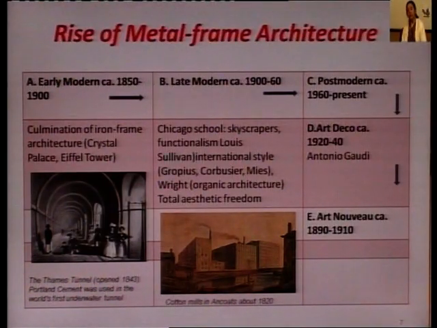Now let's look at the rise of the metal frame architecture. I've divided this slide into 5 parts, A to E, just trying to categorize what this metal frame architecture was all about. Early modern, 1850 to 1900, talks about the culmination of iron frame architecture like the Crystal Palace and the famous Gustav Eiffel's Eiffel Tower. And incidentally, what you see on the bottom is the Thames Tunnel, which was underneath the river Thames, constructed and opened in 1843.